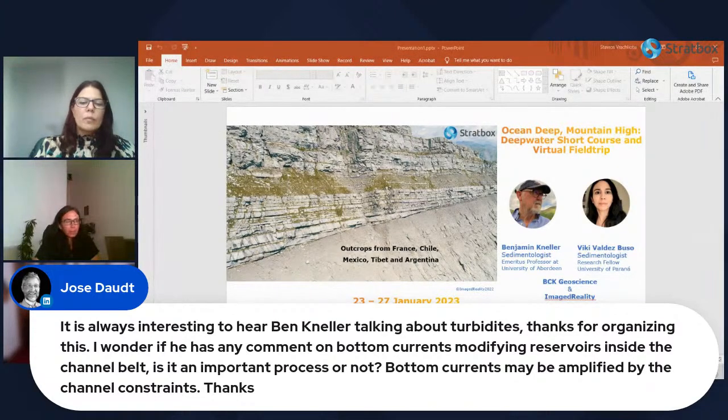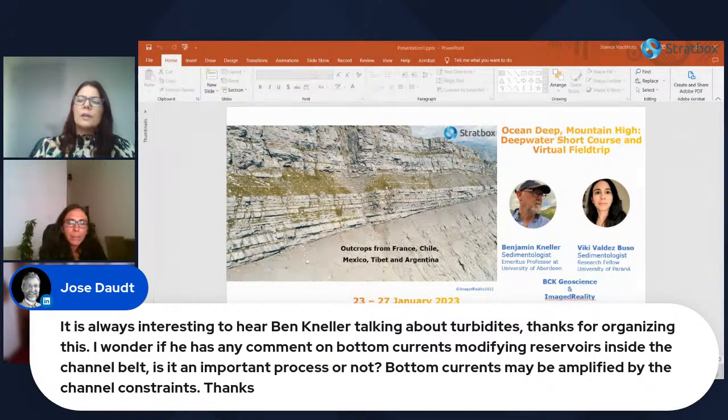And most of the bottom currents are actually in channels. It's mostly tidal current, internal tides and internal waves that are likely to be having an effect on the bed. And you can demonstrate that they do, but they're probably only going to be affecting the finer grain sediments. So my feeling is that the answer is that they're not important in modifying reservoir.